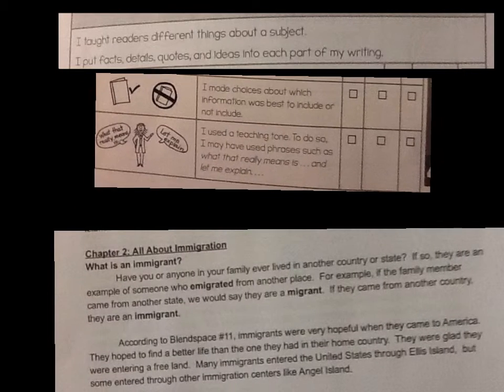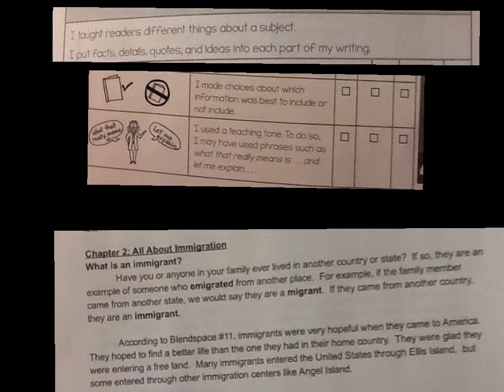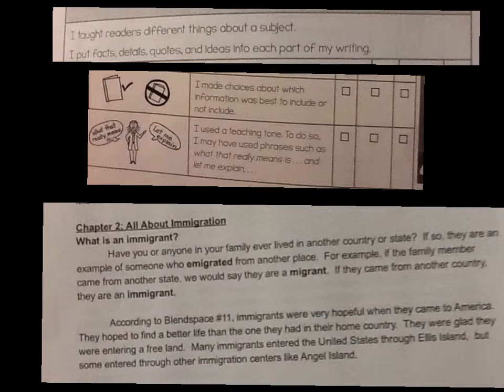Alright, this is what I have so far for my Chapter 2, all about immigration. Listen as I read to find my facts, details, quotes, or ideas. Chapter 2, all about immigration. What is an immigrant? Have you or anyone in your family ever lived in another country or state? If so, they are an example of someone who emigrated from another place. For example, if the family member came from another state, we would say they are a migrant. If they came from another country, they are an immigrant.